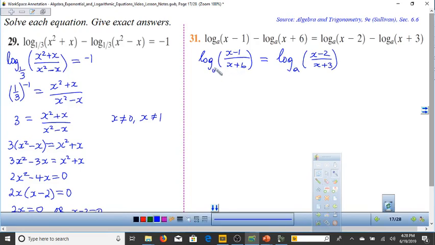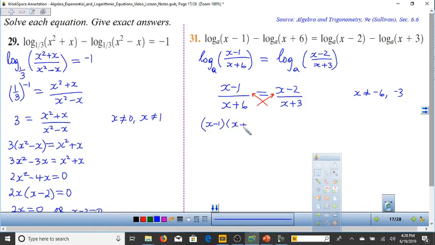So we have x minus 1 over x plus 6 is equal to x minus 2 over x plus 3. And right away we realize that x is not going to be allowed to be either -6 or -3, because then you'll be dividing by 0. So we cross multiply, we have x minus 1 times x plus 3 is equal to x minus 2 times x plus 6. We distribute the left side, we get x squared plus 3x minus x is plus 2x minus 3. And on the right hand side, we have x squared plus 6x minus 2x, that's plus 4x minus 12.